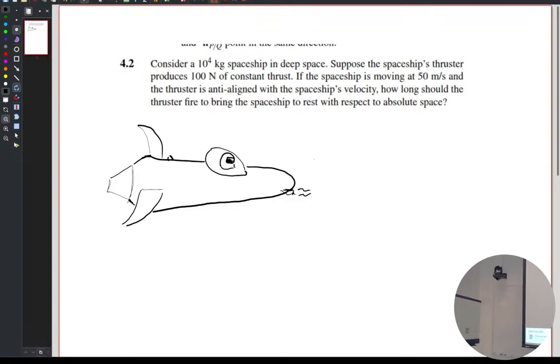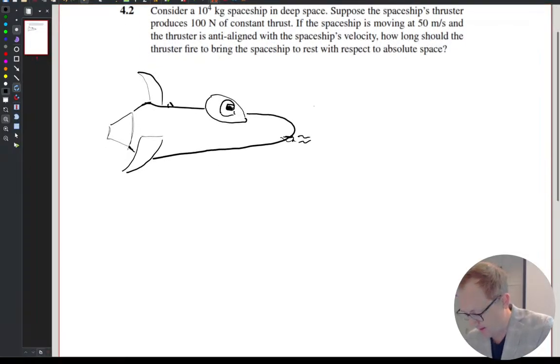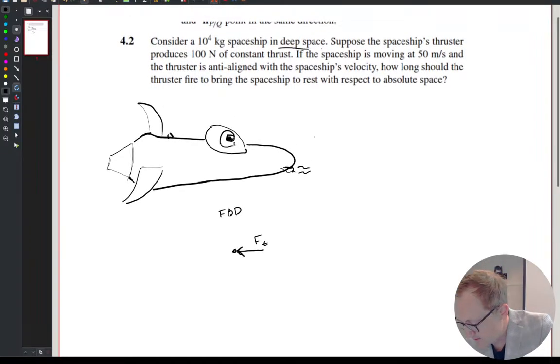What do we think? What was the starting point here so far? Free body and kinetic diagram. Okay. What does our free body diagram look like? We got just one force, the force of the thruster. And that's it? Yeah. The reason you assume deep space is that there's no gravity, definitely no drag, no friction. The only thing affecting your motion is whatever you apply to it.